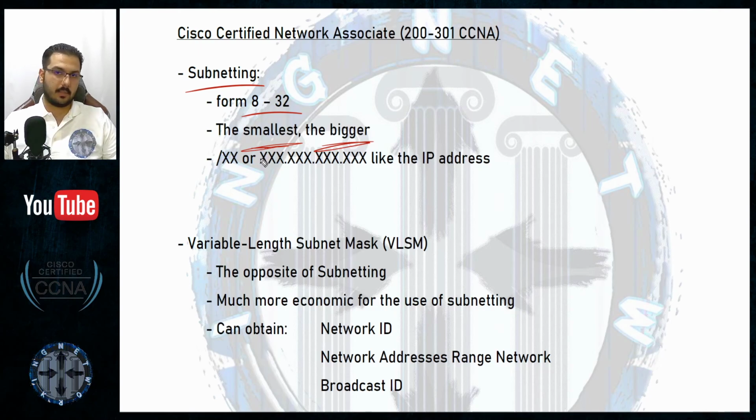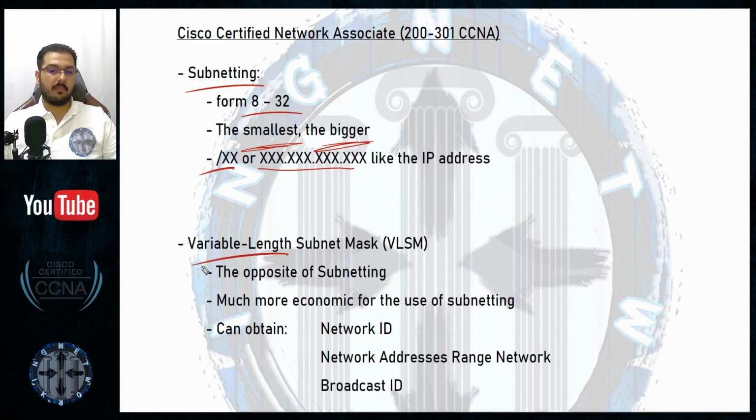So /8 gave us 16 million, /16 gave us 65,000, /24 gave us 200 something, /27 gave us only 32 IPs, and the valid was only 30. So the smaller the subnet mask, the bigger the amount of valid IP addresses. How we wrote subnet mask: /something, or decimal, or binary.